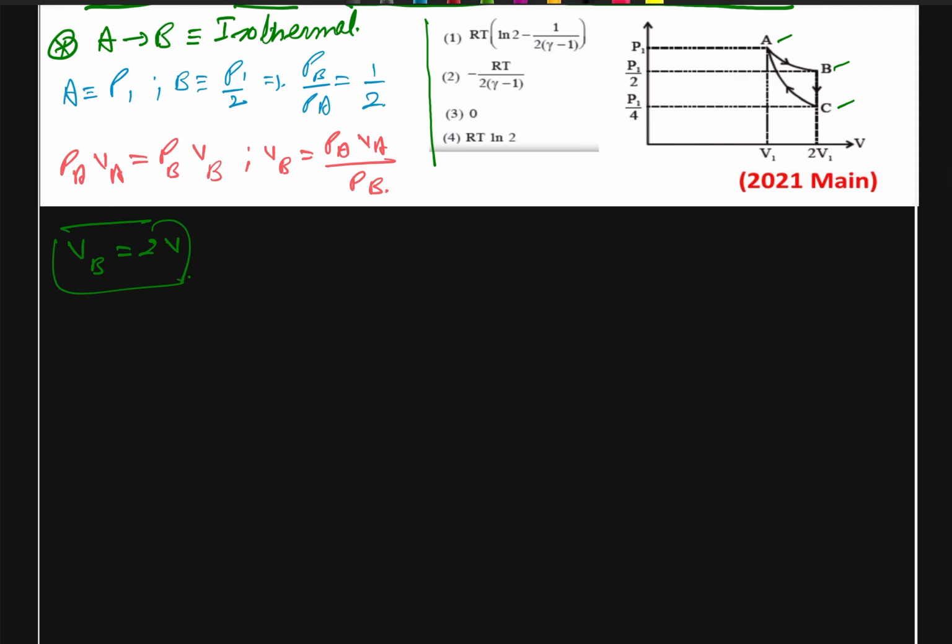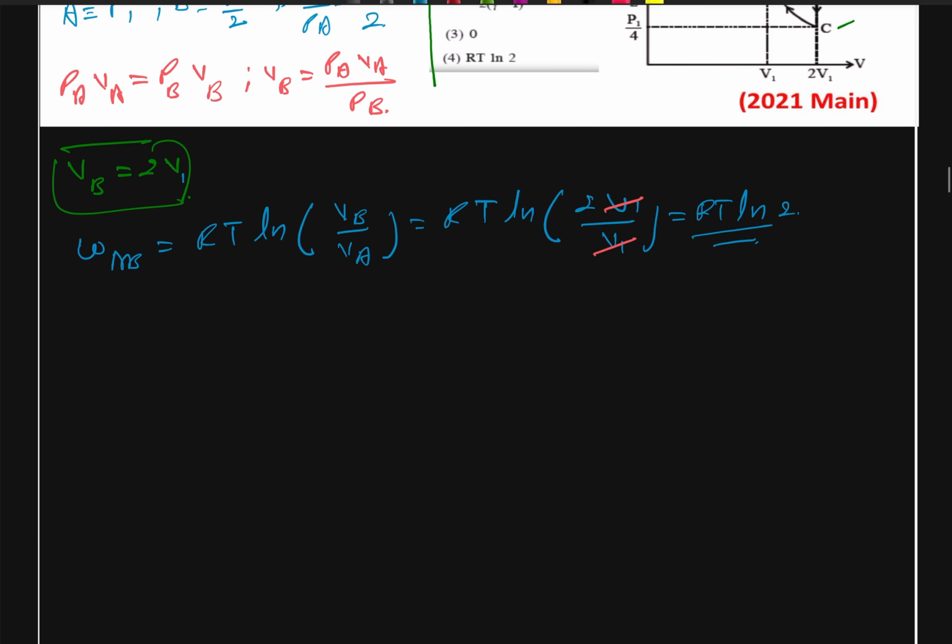So our work done, WAB, will be equal to RT natural log of VB upon VA, and this is V1. So we get RT natural log of twice V1 and V1. V1 cancels out, so this comes as RT natural log of 2.